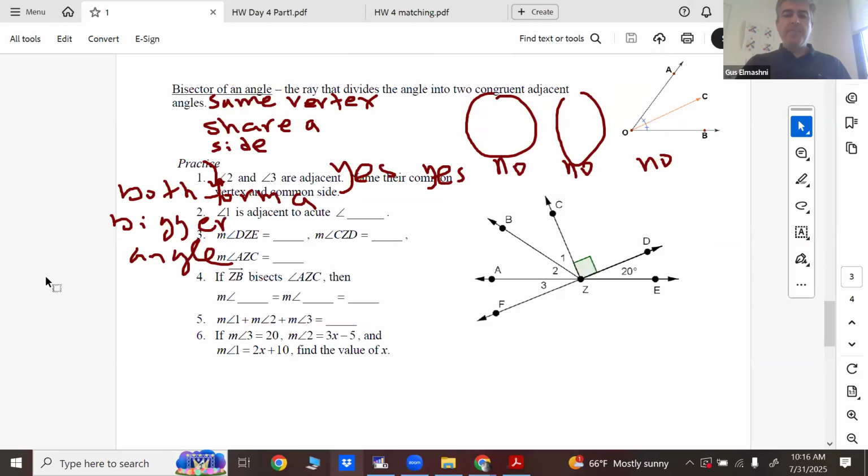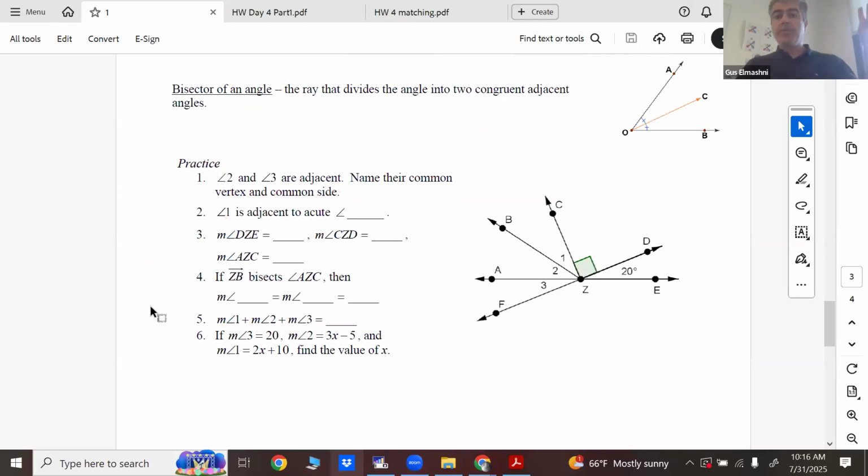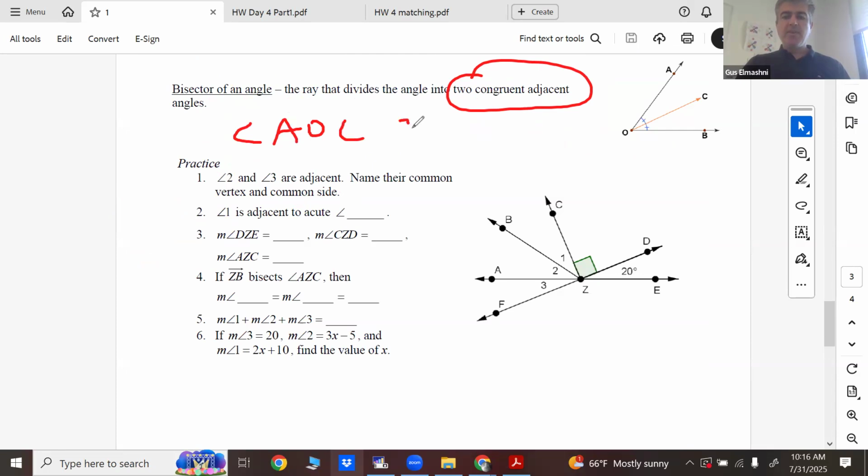Bisector. It sounds like intersect, and bi means two. So you just cut into two equal angles, or congruent angles. Two congruent adjacent angles also. So in this case, angle AOC, kind of like the Congresswoman, is congruent to angle COB. That's because we cut angle AOB in half.